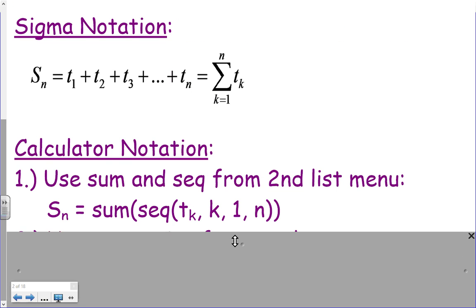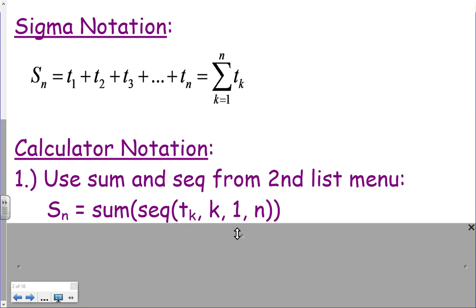Now on your calculator, you have a couple of ways that you can do this. In terms of what you need to write on your paper, the sigma notation is what you need to write, or else write out the terms. I don't want to see calculator notation. That doesn't mean anything. It's very specific to your calculator. So mathematically speaking, we don't write down calculator notation.